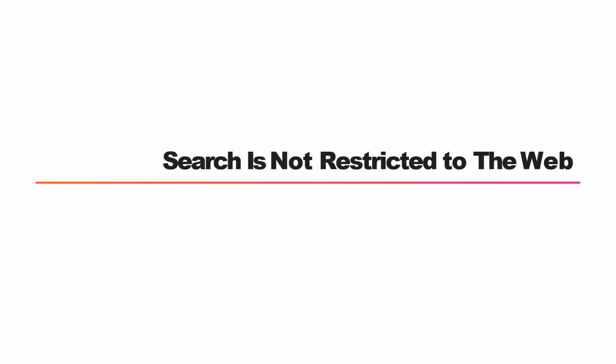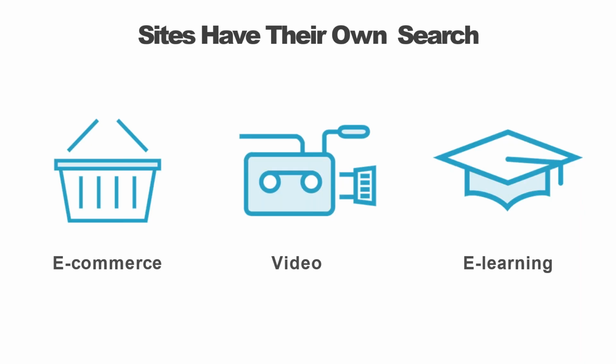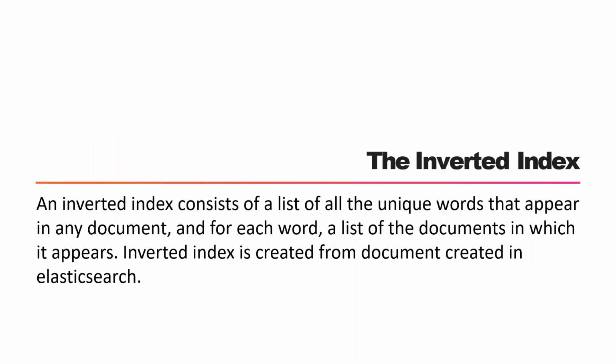Now you must be wondering why I'm talking about search engines. Basically, search is not restricted to the web only. You might have seen Flipkart, Amazon, WordPress, or many websites. They have site search also, right? E-commerce websites, video websites, e-learning websites, they all have site search. So now the question is, how can you implement site search?